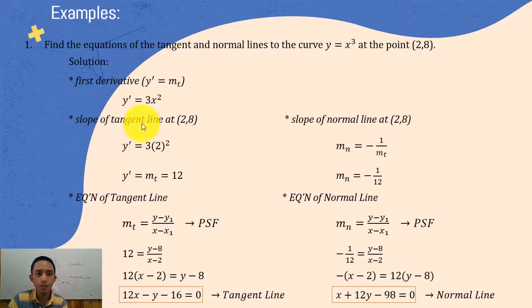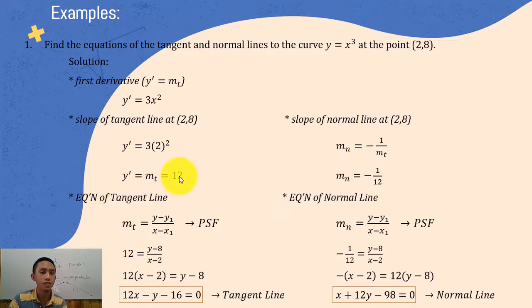So the slope of the tangent line at (2, 8): what we need in this equation is only x. Substitute the x, then y prime, which is the slope of your tangent line, is equal to 12. Now, since you already have the point (2, 8) and the slope of the tangent, which is 12, we can now evaluate the equation of the tangent line.